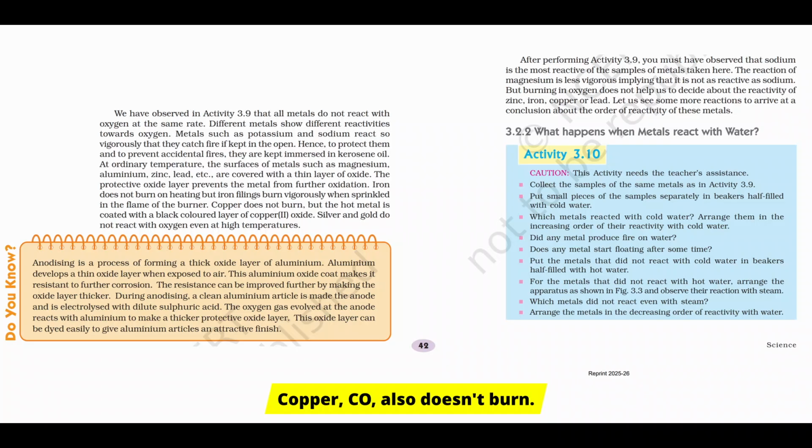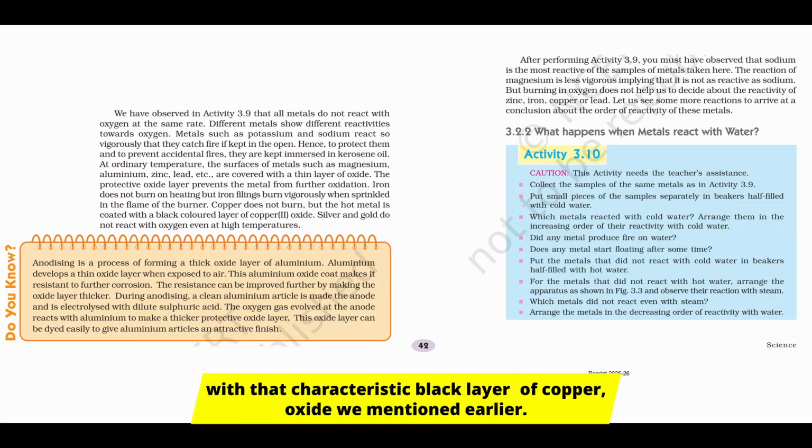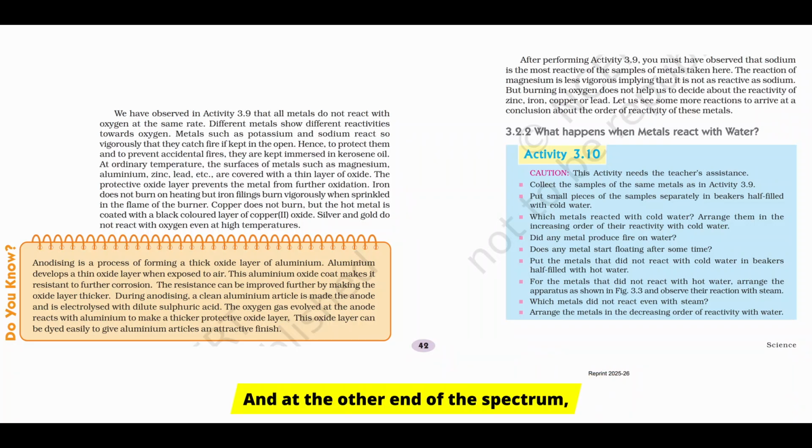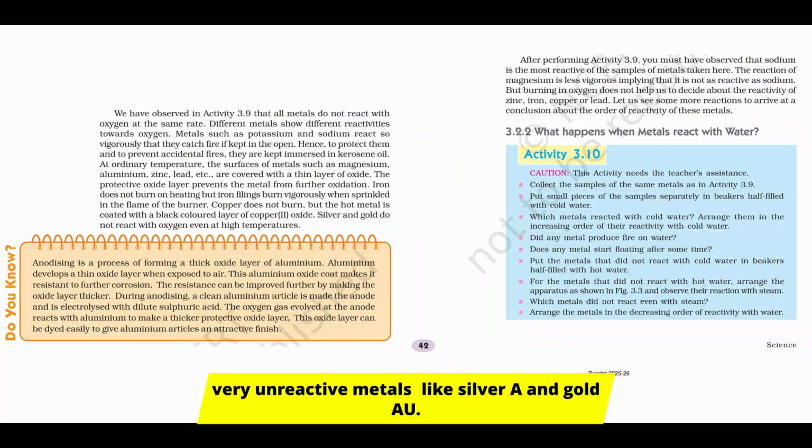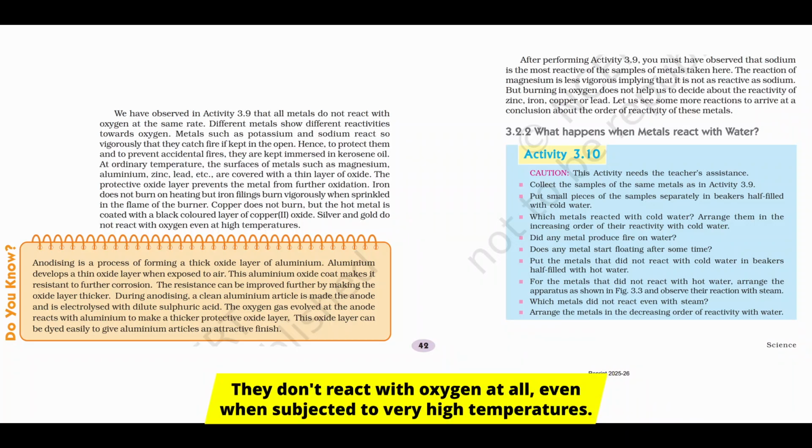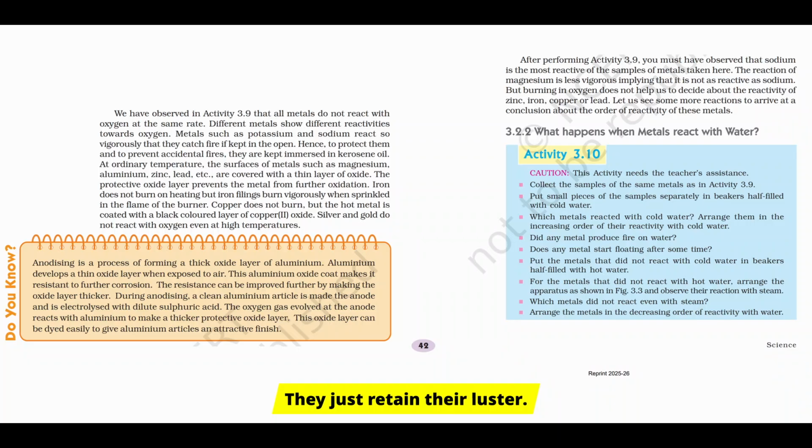Copper, Cu, also doesn't burn, but when heated, its surface becomes coated with that characteristic black layer of copper oxide we mentioned earlier. And at the other end of the spectrum, very unreactive metals like silver, Ag, and gold, Au, don't react with oxygen at all, even when subjected to very high temperatures. They just retain their luster.